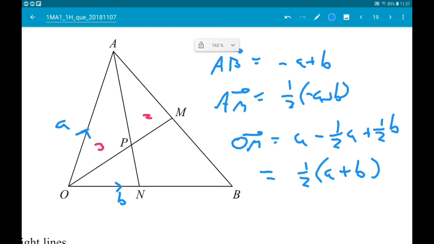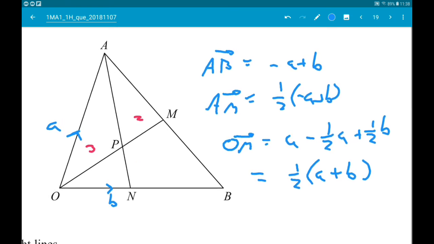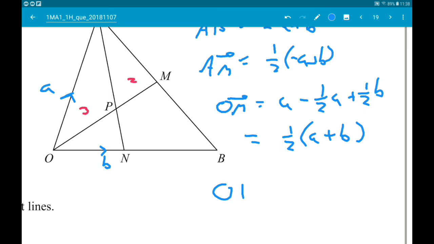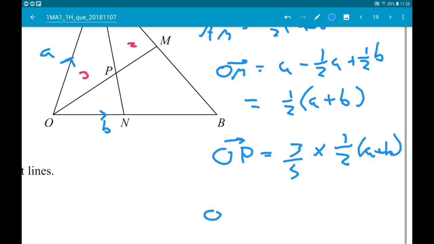Now we can work out O to P. So we know that O to P is 3/5 O to M. So O to P is 3/5 of 1 half A plus B. So 3/5 times 1 half A plus B. So if we multiply the fractions, O to P is 3/10 of A plus B.